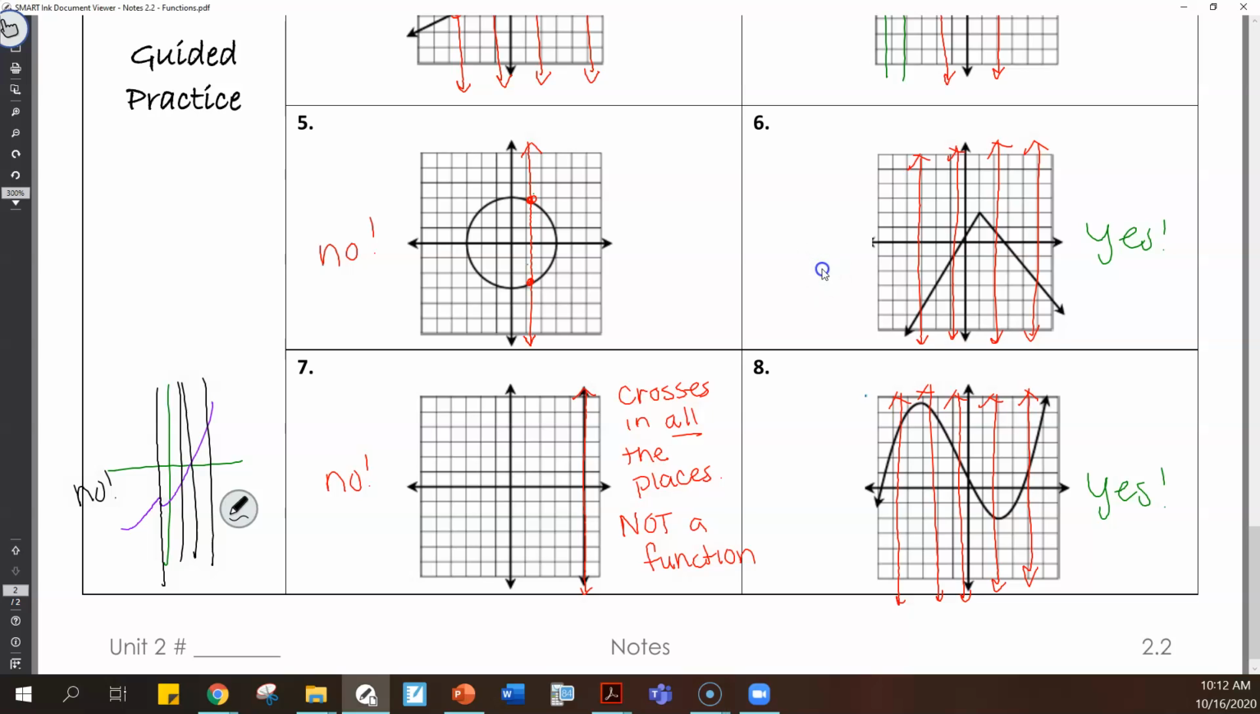So for number 6, it is a function. There's nowhere that it would cross more than once. For number 7, this one was tricky because the line is a vertical line. Well, that means that if I put a vertical line on top of the line, it's going to cross at all of those places at once. Well, that's more than once at a time, so this is not a function. And then number 8, again, there is nowhere along those lines that a vertical line would cross twice, so this is a function. Okay. If you have any questions, make sure you write them down, and we'll go over them in class.